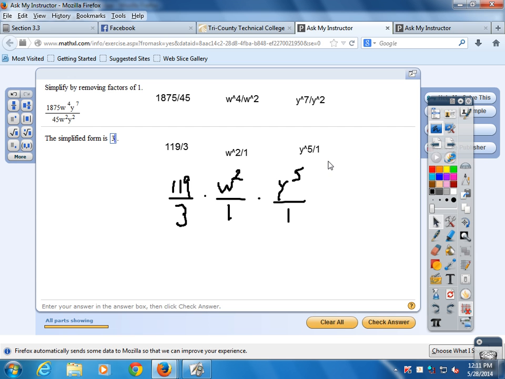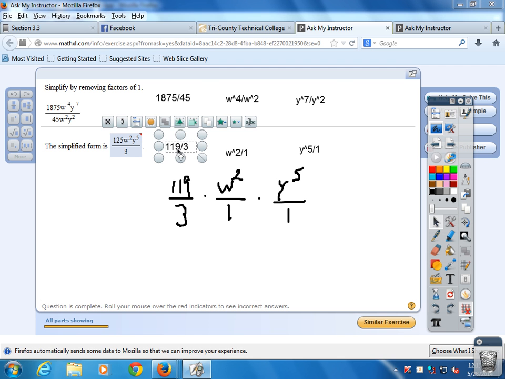And the reason you have to do that is because some of these things can get a little bit confusing. And if you keep everything in the form of a fraction, okay, they did 125 over 3. You might want to check that 119. Okay, yeah, it's 125 over 3, not 119 over 3.